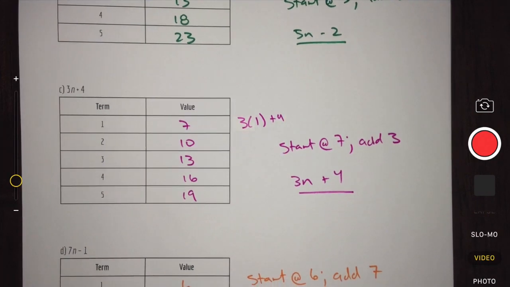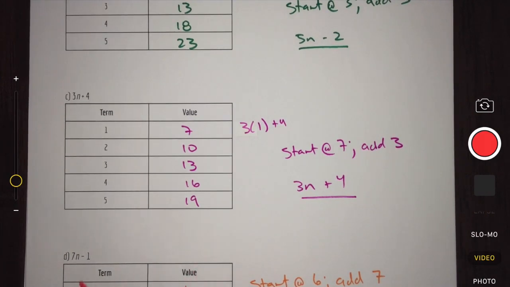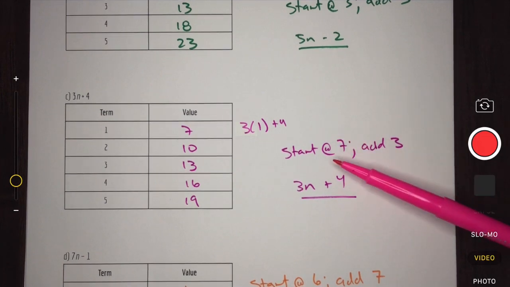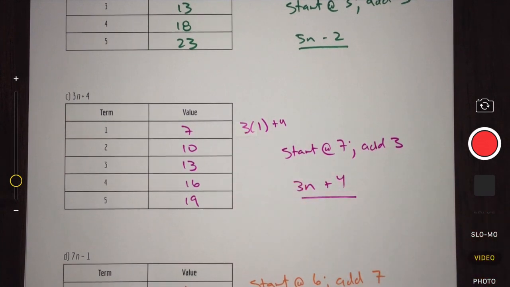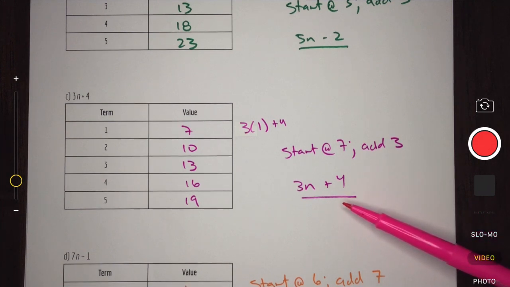For example C, what we have in our values column are 7, 10, 13, 16, 19. And again, we're starting at 7, so that's the value of term number 1, and we're adding 3 every single time. And again, we're so far working with patterns that change evenly or equally every single time. So we can say that that description describes our expression of 3n plus 4.